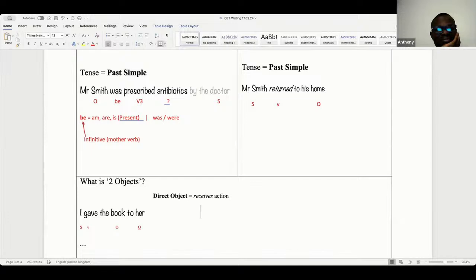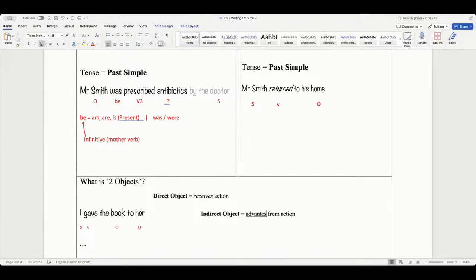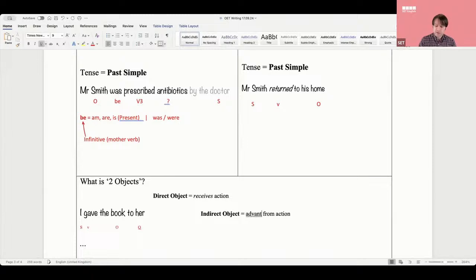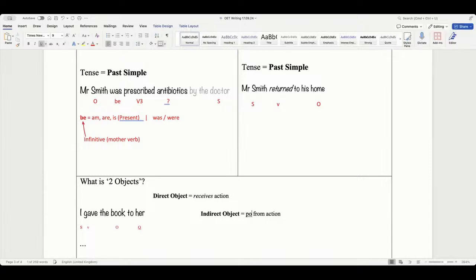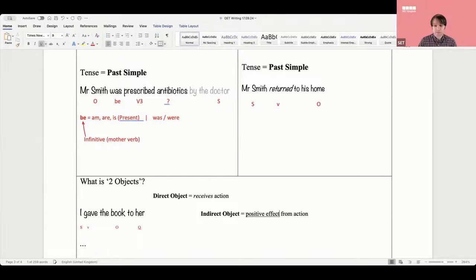Advantage. Come on. Gain. Has anyone studied IELTS before? What do we say? Benefit is a synonym of reward, gain, advantage. Advantage from, benefit from, what else? Uses. Positive effect from, something like that. So let's just say benefits. I think we understand.